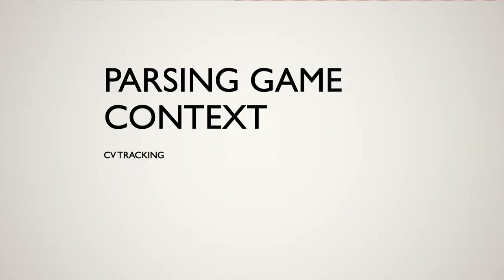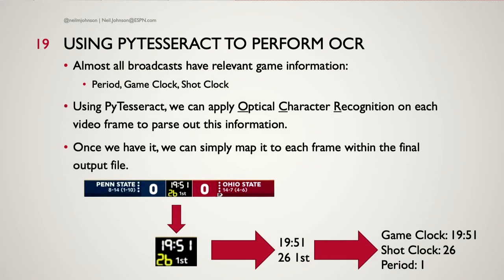The next part is the easiest part. It's basically parsing out the game context. Basically, we just want to know, for each video frame, what period we're in, what the game clock is, and very basic things like shot clock for basketball. So what we're doing is applying optical character recognition, or OCR, on the scoreboard that's on the screen. To do that, I use what's called PyTesseract. It's a very basic process. We're basically just cropping the image to the numbers we want to parse out, and then transforming the output text into a serialized form for each video frame.